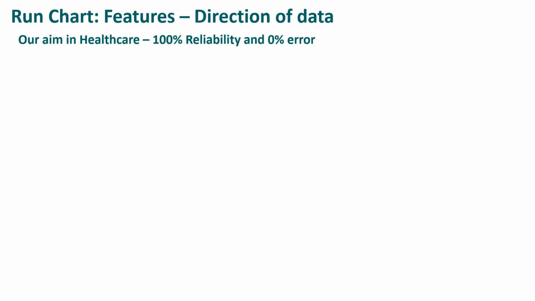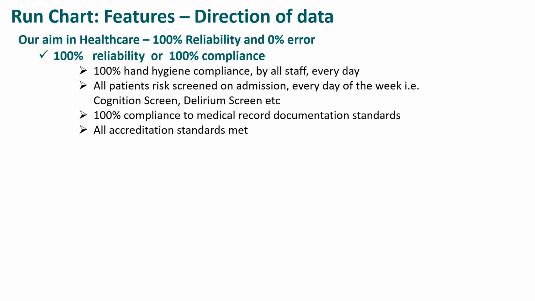Our aim in healthcare regarding safety and quality for patients is that we'd like to see 100% reliability and 0% error. So 100% reliability, or for example 100% compliance, is really important in healthcare. We'd like to see, for example, 100% hand hygiene compliance by all staff every day, including the weekends. We'd like to see that all patients are risk screened every day of the week. And we'd like to see 100% compliance to all medical record documentation standards, and also that all accreditation standards are met. So there's a few examples of reliability and compliance.